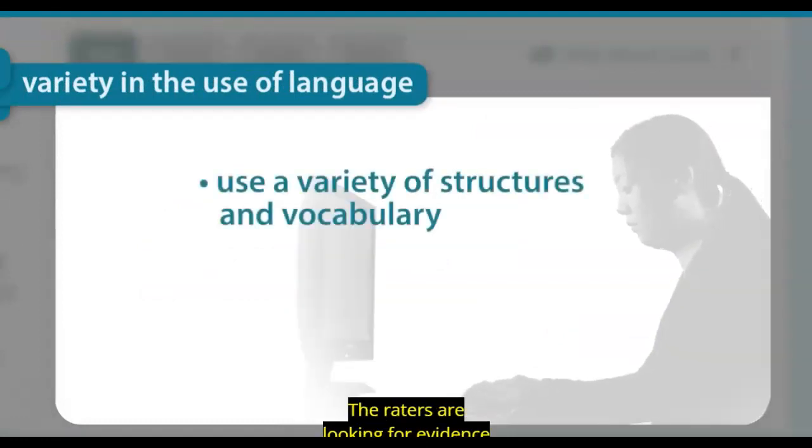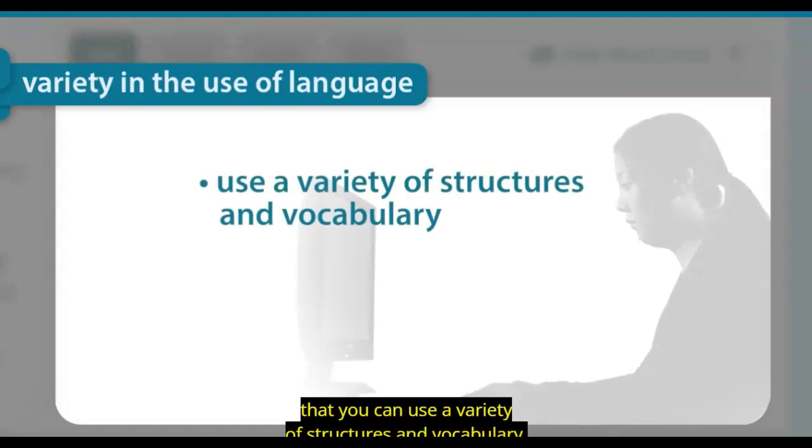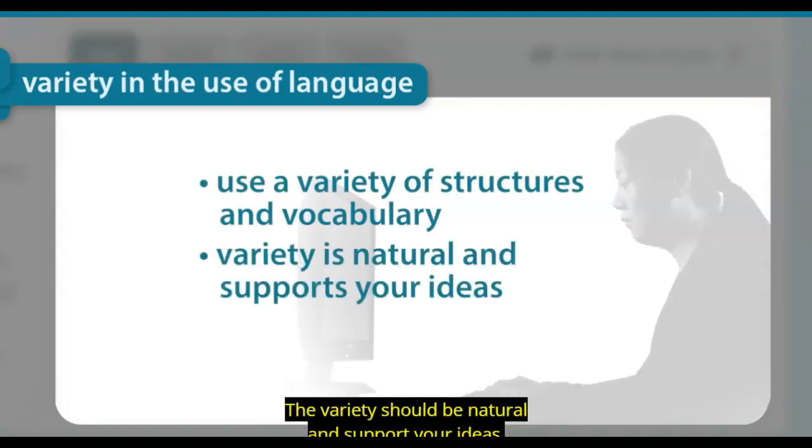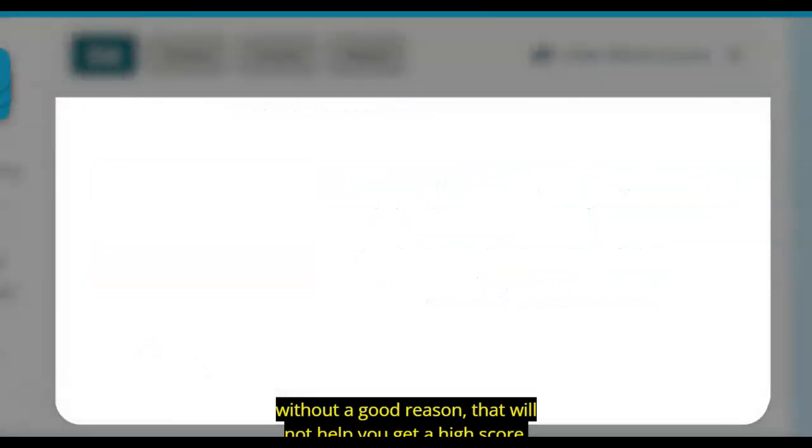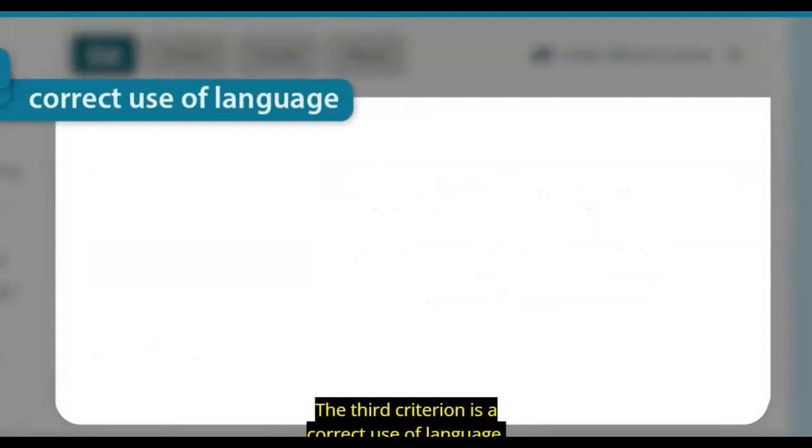Second, variety in the use of language. The raters are looking for evidence that you can use a variety of structures and vocabulary. The variety should be natural and support your ideas. If you try to use varied structures or vocabulary without a good reason, that will not help you get a high score. The third criterion is a correct use of language.